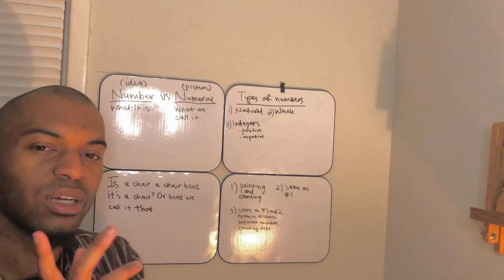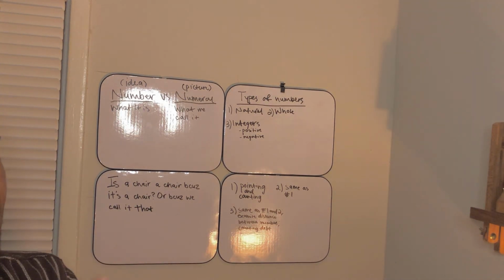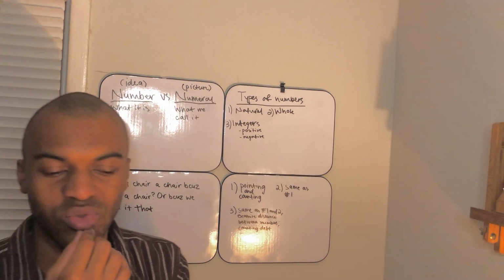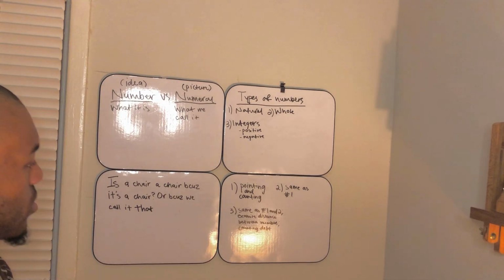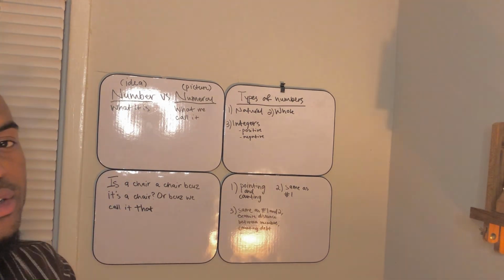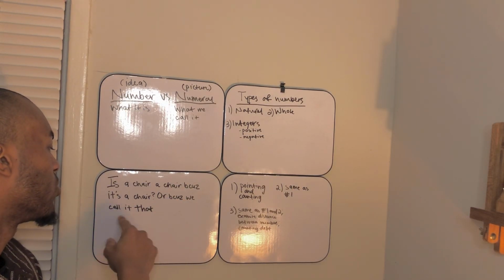I think a good way to start this off is with a question. I forgot who asked me this question. It might have been in a book that I was reading. But it's something like this: is a chair a chair because it's a chair, or because that's what we call it?